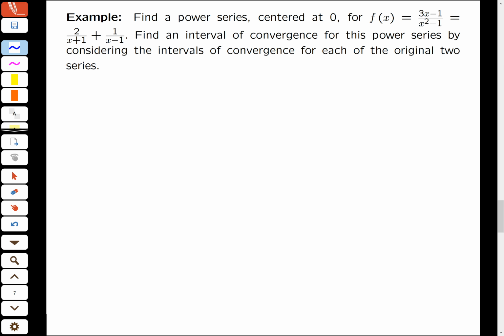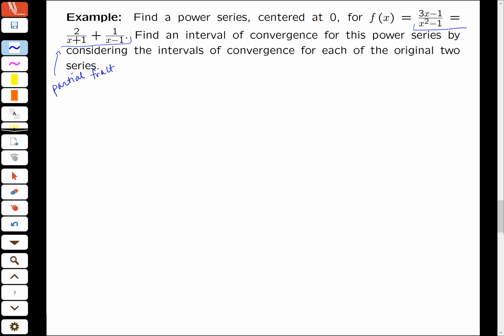Let's look at an example. This one says find a power series centered at 0 for f of x equals 3x minus 1 over x squared minus 1. On your homework, you have to do the partial fraction decomposition. To save time in class, I did it beforehand and I'm just writing it down. So this part right here would be a partial fraction decomposition.